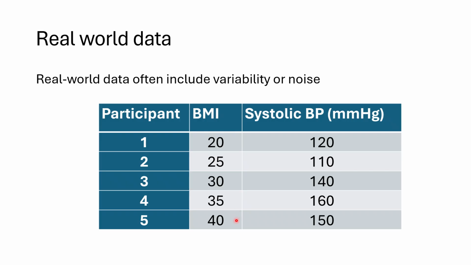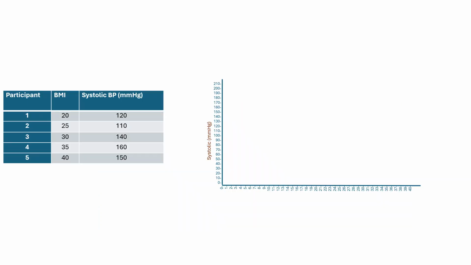Another participant might have even higher BMI 30 and much higher systolic blood pressure 140. And as you see in the fifth participant, he has a higher BMI than the preceding participant with a BMI of 35, but had a lower systolic blood pressure than the preceding one. Now, if we plot all these values on a graph, they will be quite irregular, right? And now is the challenge how to draw a line across them.